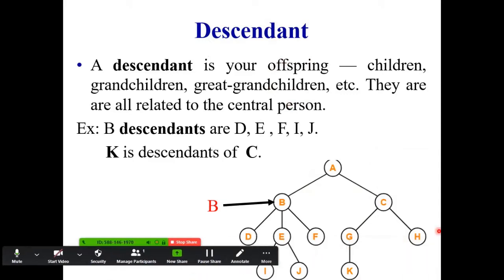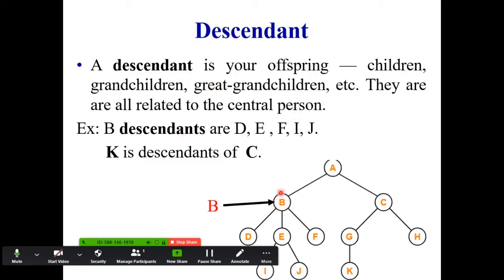What is a descendant? So what is meant by descendant? It's the opposite case of your ancestor. So if I take any nodes which are children, grandchildren and great grandchildren, all those are called descendants. So let us take the example.